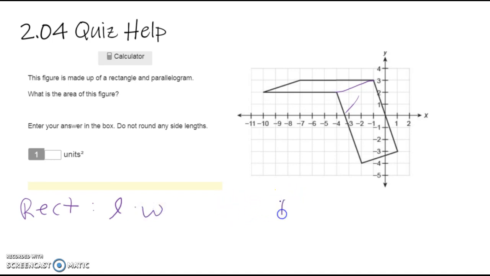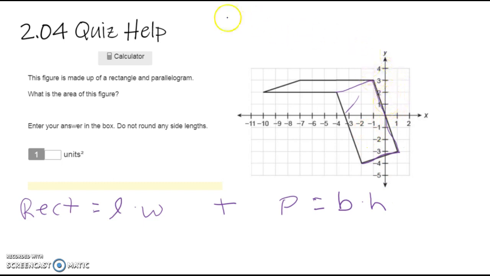The area of a parallelogram is equal to base times height. So we need to find the base and the height of that parallelogram, and then we're going to add them up. Now, this is where it gets a little tricky. For the rectangle, the length and width are not straight across on the grid, so we can't just count them out the easy way.